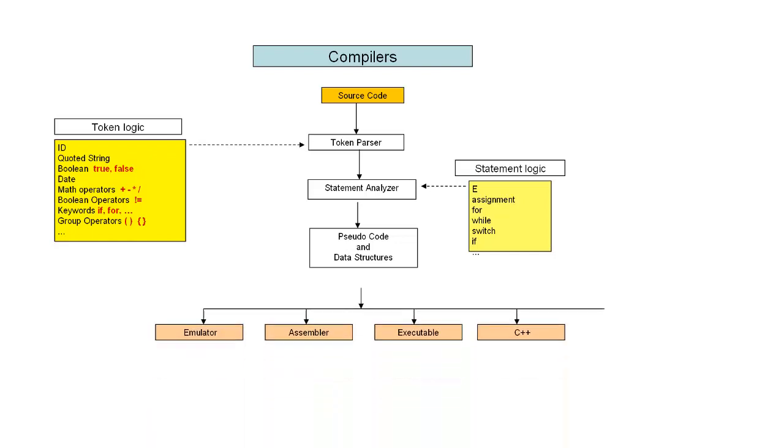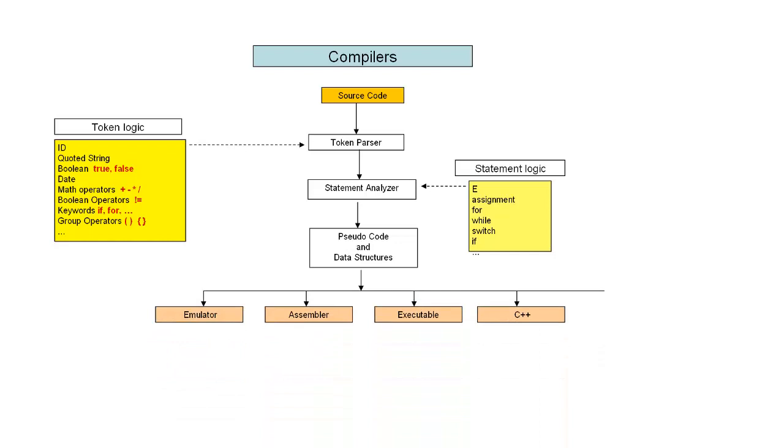Now with that, we build output generators. We take this and we can run that directly in an emulator. So we can just use those pseudocodes and those data structures and write a program to execute those statements directly. This is what HTML does, and JavaScript, and PHP, and a lot of the so-called scripting languages. To me, it doesn't really make any difference whether it's scripted or if it goes directly to assembler. Assembler then goes into another program that says generate executables. Or we could just go directly to an executable.